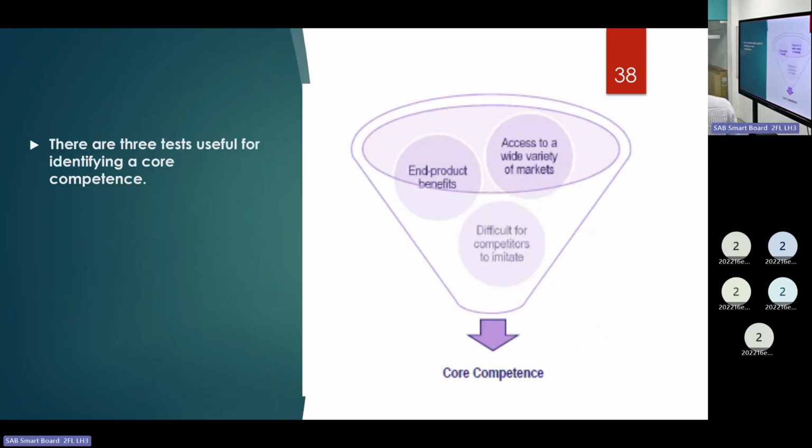Then there are three tests useful to identify core competency.